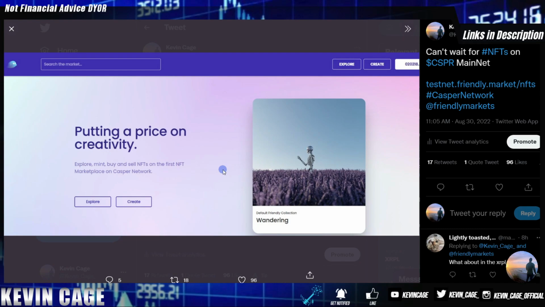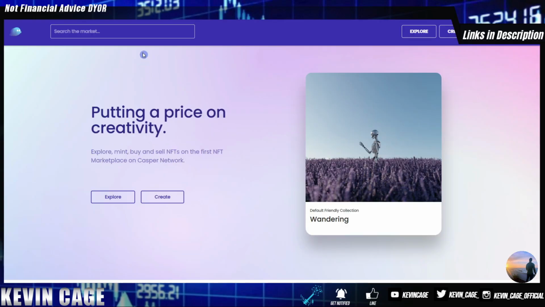And I did a video going over XLS20 in the last one, along with the ETH merge, and then also touching on Flare Networks. Now I'm also excited for NFTs on Casper's mainnet. And this is Friendly Markets. So currently this is just a testnet, but you can explore, mint, buy and sell NFTs on the first NFT marketplace on Casper Network.